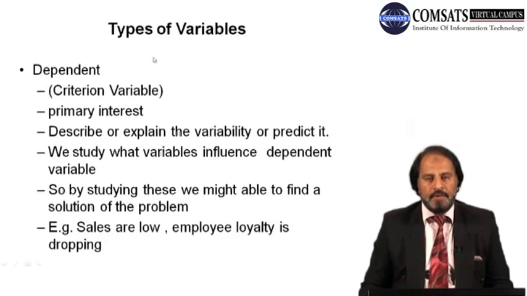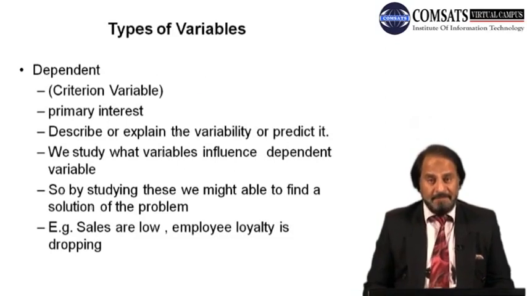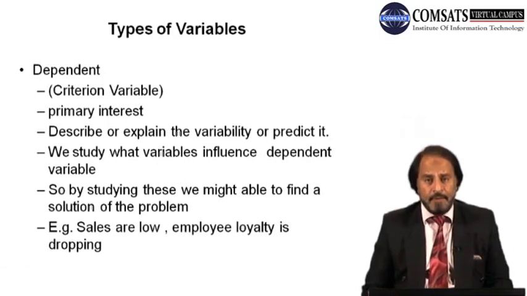One of the most important variables, as we talked about earlier, was a dependent variable, which is also called the criterion variable. This is the variable which is of primary interest to us. This is the area which is basically focused or centered in our problem. And so whatever the problem we have is basically converted into what we call a dependent variable. So what we try to do is describe or explain the variability or predict it. We are trying to see, can we predict the dependent variable, what are the changes in the dependent variable.